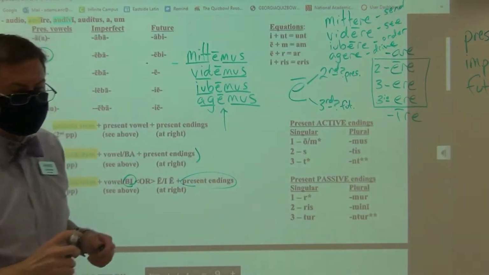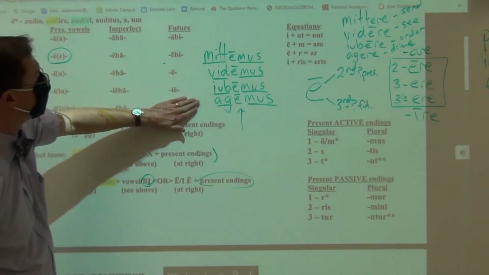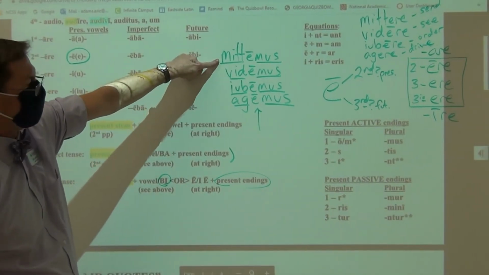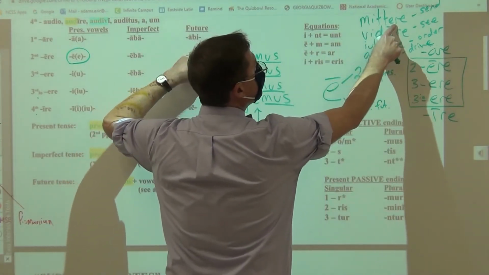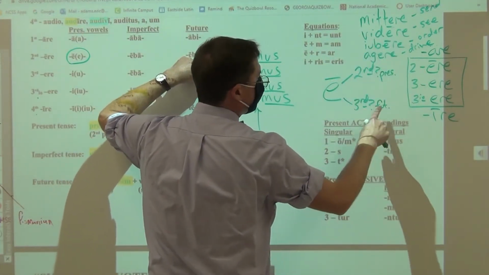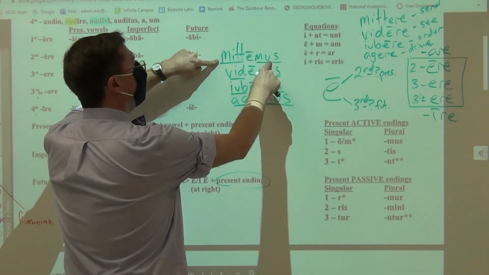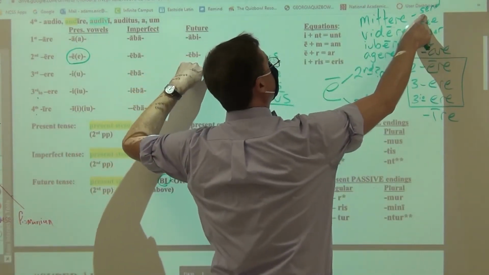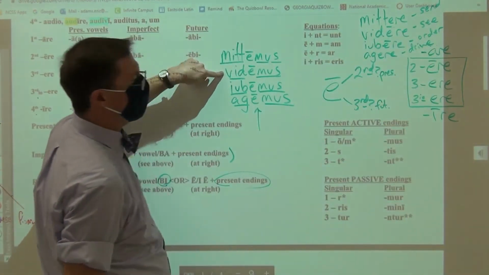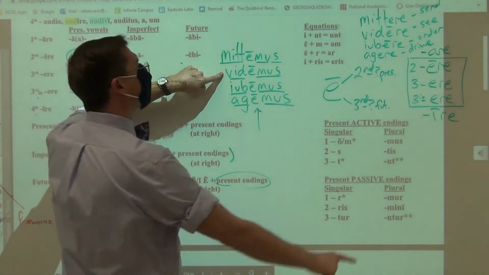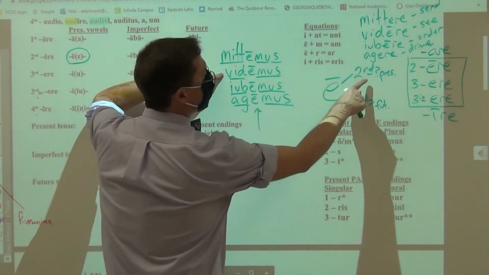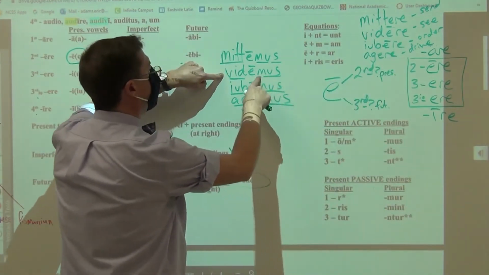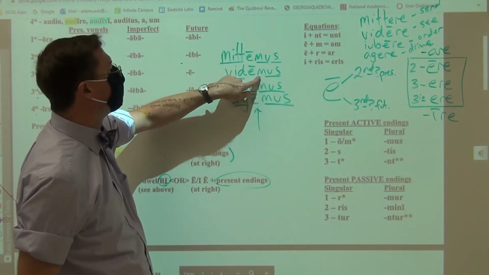So now with this information, we can correctly translate each of these. Mittemus, a long E. I see that it is a third conjugation. This is a future action. We, in the future, will send. Videmus, long E. I see that this is a second conjugation verb, which tells me that the action of seeing is right now. Right now, we see, we do see, we are seeing.